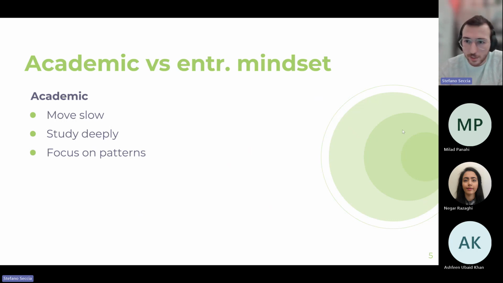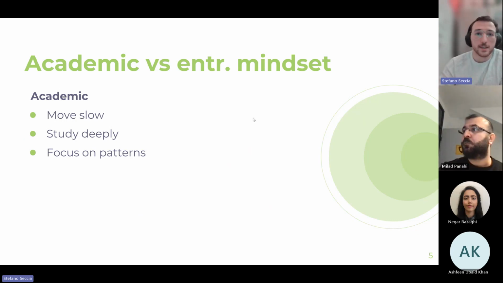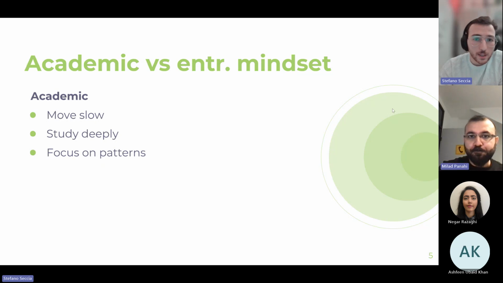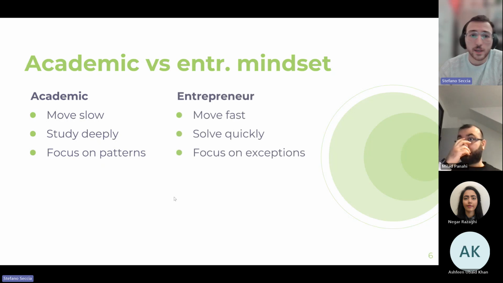In academia, moving slow is the standard. You already know this, I don't need to explain it to you. And going slowly is the day-to-day of an academic. We can all agree it's about slow, methodical work and about leaving no stone unturned. So studying deeply the problems, studying all influences to 100% of the capacity and controlling for every variable, as that is fundamental to not being, let's say, argued as incomplete, and about focusing on patterns and repeated behavior to identify laws and hypotheses. The entrepreneurial mindset is a little different in that it focuses on moving fast and iterating.